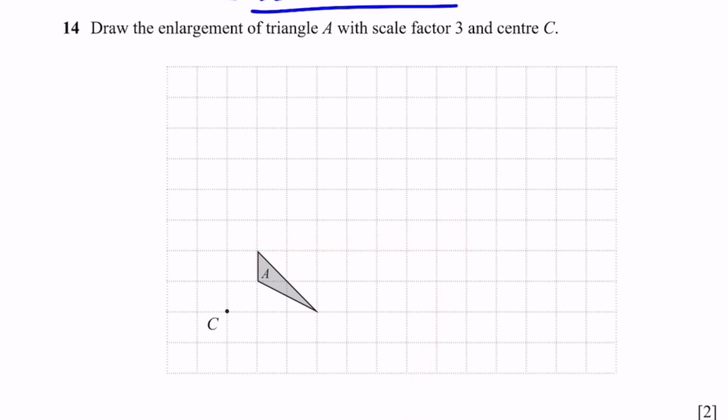Let's do that. First of all, let's see this point. We enlarge it 3 times. 1, 2, 3 of the same distance. It will be here. This one, 1, 2, 3 of the same distance. It will be up there.